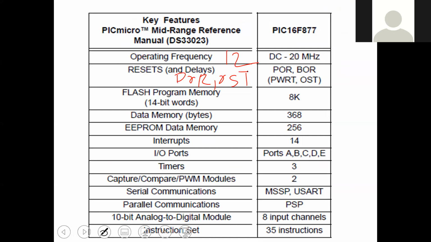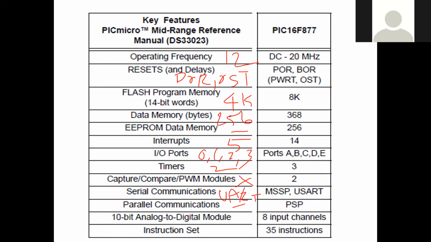Here it is 8K, no? Here what is the memory, ma'am? 4K. And here data memory is 368 bytes, no? Here it is 256 bytes. And data EEPROM memory is available here. Here 14 interrupts, here 5 interrupts. Here port A, B, C, D, here port 0, 1, 2, 3. Here we have 3 timers, now we have 2 timers only. And here we have a capture compare module. Here we don't have any capture compare module. Serial communication, here only UART is there, no parallel communication.